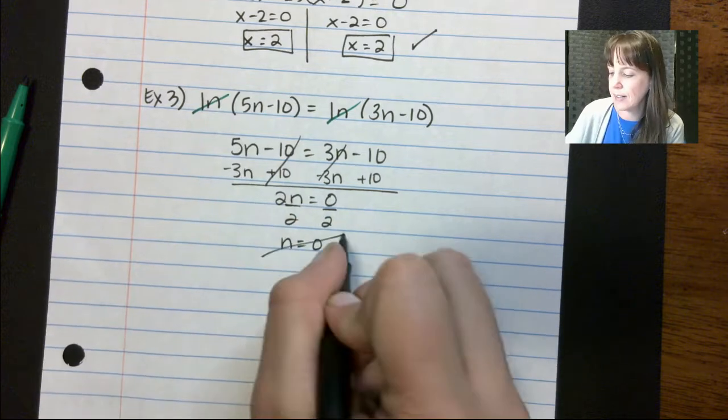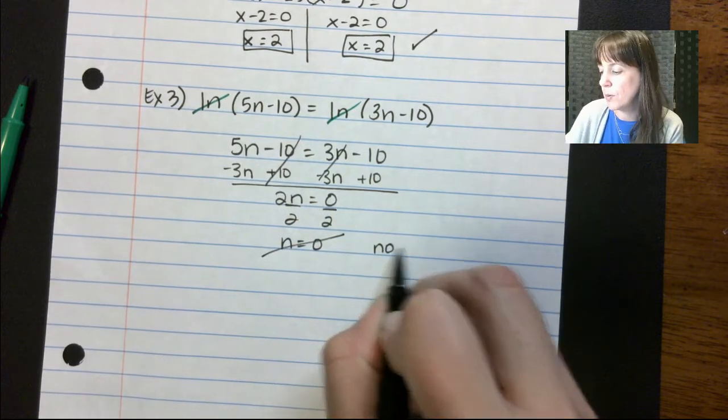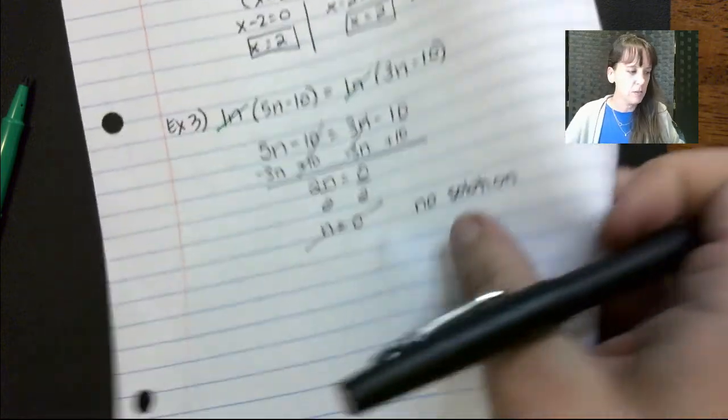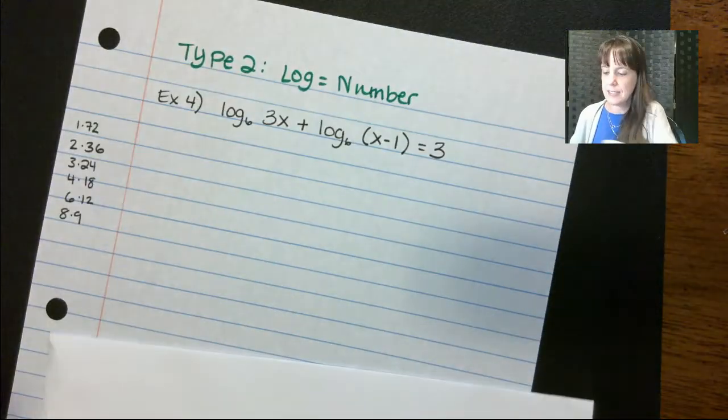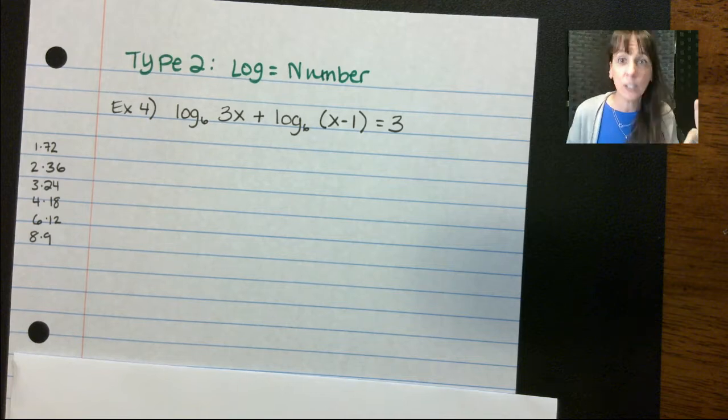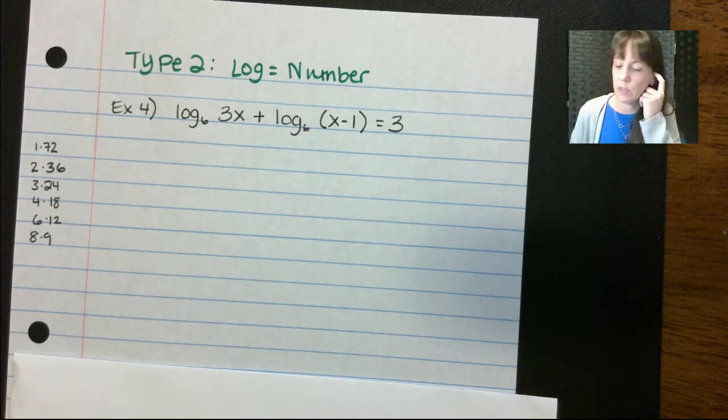That's not allowed, so this would be no solution. No solution. Okay, so let's take a look at the next one that we have, which is our second type: log equals number. For this one, instead of log equals log, we want log equals number. In the entire equation, we want exactly one logarithm.